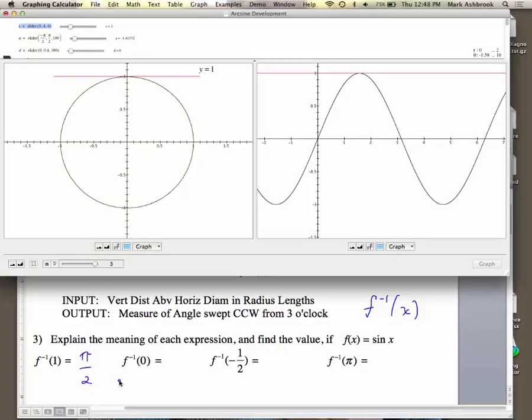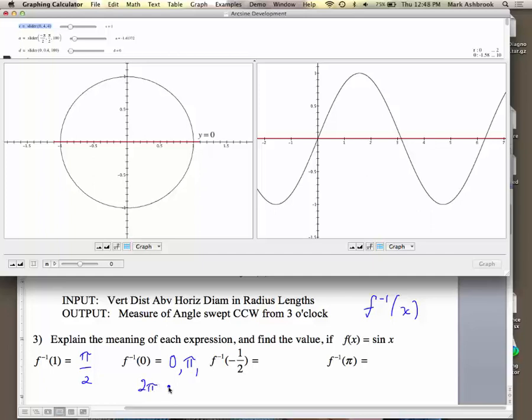All right. So f inverse of 0. Input 0 means vertical distance 0. Output, angle measure swept counterclockwise from 3 o'clock. So 0. What? It could be pi. Could pi work? Yeah, there's an angle measure. The angle measure pi gives us that vertical distance of 0 too. Anything else?